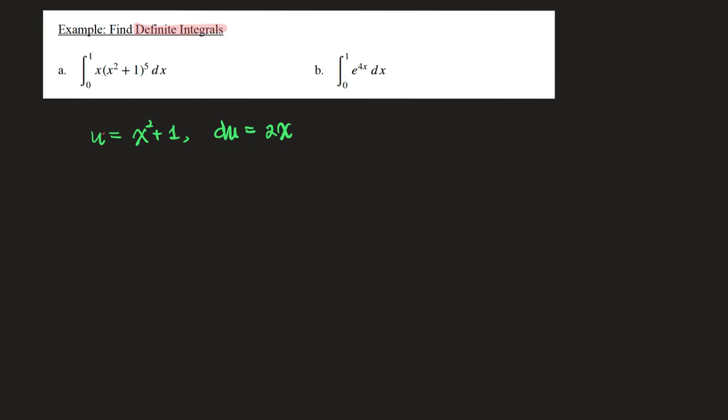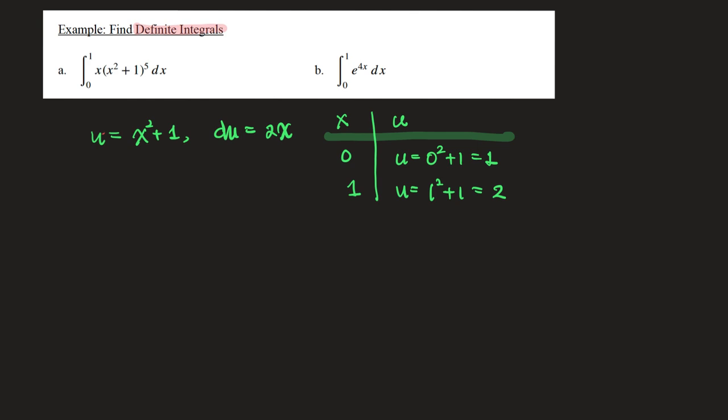So what do you have to do? Make a table, so you're not going to make any mistakes. Here is x, here is u. When x is 0, u is 0 squared plus 1, that's 1. When x equals 1, u is 1 squared plus 1, that's 2. So the integral from 0 to 1 becomes the integral from 1 to 2. Now let's rewrite it.